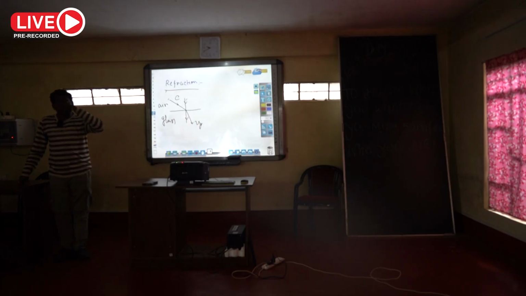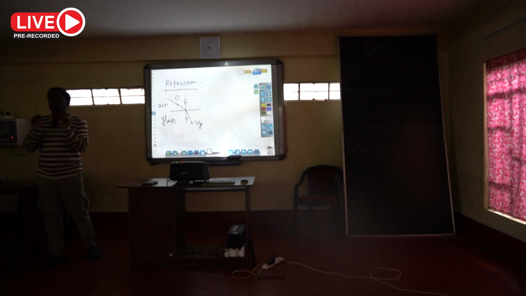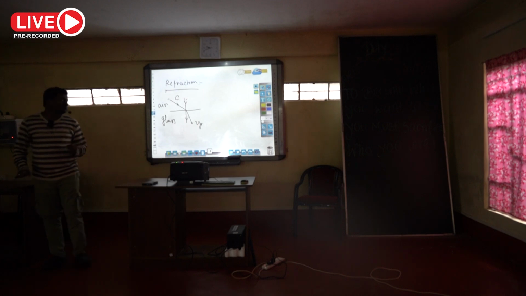So this change in speed occurs since the light ray is traveling from one medium to another medium, and this change in speed is the main reason for refraction of light. So don't say that the deviation or the bending of light from its path is called the refraction of light. It is only the change in speed when a light ray travels from one medium to another medium. Okay? So write down this one.